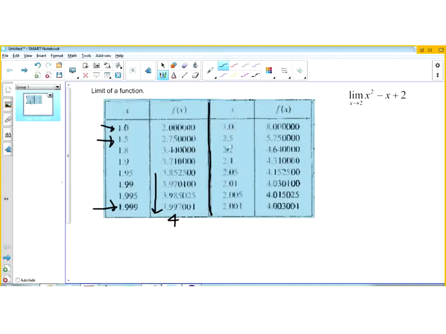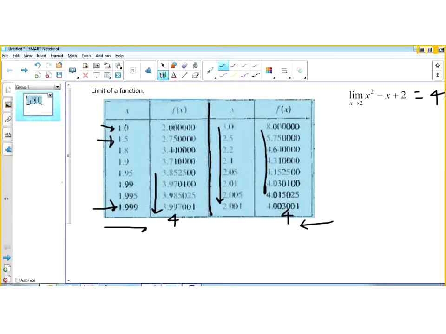Likewise, if we look at values of x as we approach 2 from numbers bigger than 2, look at the sequence of outputs. It appears to have a lower bound of 4, settling on a converging value of 4. So approaching 2 from this direction, we get 4, and from this direction, we get 4. If the same value is achieved when approaching 2 from either side, then we say that the limit, the answer to this question, is 4. That's how we evaluate the limits of functions.